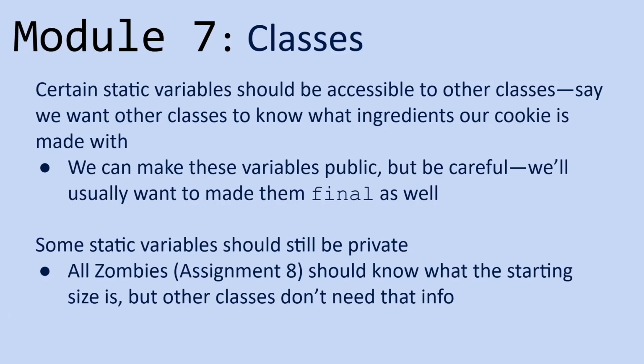And then some static variables should be private. Like I said, starting size, I'd say make it private. But let's say there's something we want for all entities to have, like the color. Maybe other classes could know the color of our zombies, but we don't necessarily want them to be able to change the color of the zombies. An example of something that should be private: all zombies should know what the starting size is, but other classes don't need that info. But with the color, other classes might need to know that info. So then color could be static and should be final, but it can be public so other classes can see its color.